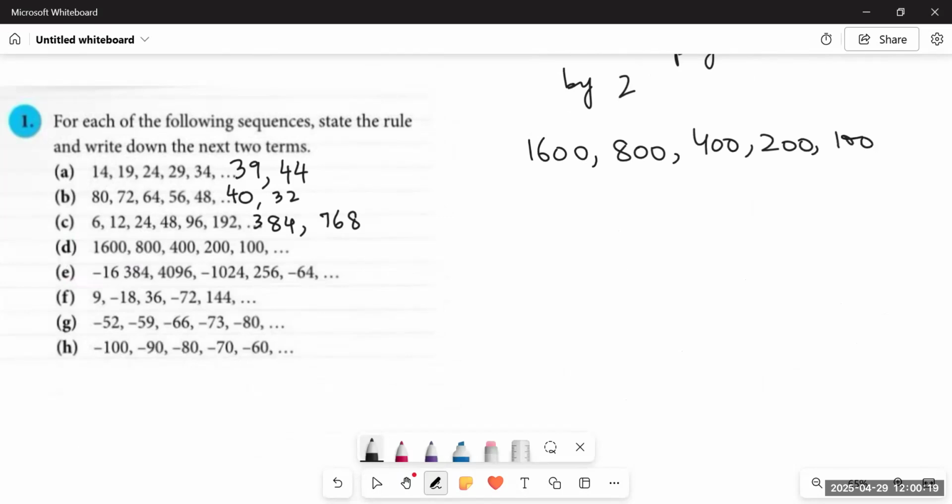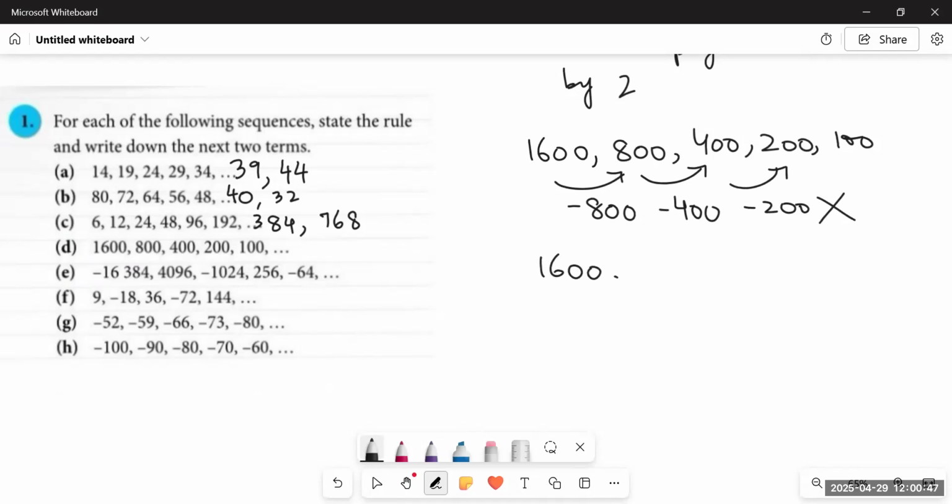So if we have to subtract something from 1600 to get 800, it's simple, 800. Then what should I subtract from 800 to get 400? It's simple, 400. So again, there is no subtraction rule because the numbers are different. They are not constant. So what shall we do now? We will check division, the last option.